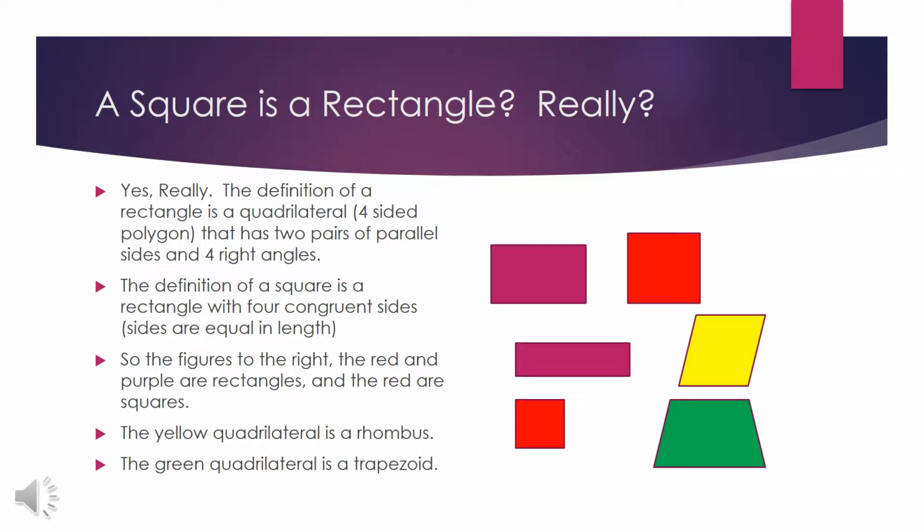We decided on there being only one set of parallel sides, which means the green shape would be the only trapezoid, whereas the other definition is at least one set of parallel sides, which means that all of these shapes are trapezoids in addition to being rectangles and rhombi. So that's the issue there.